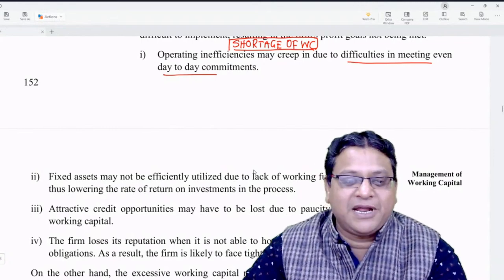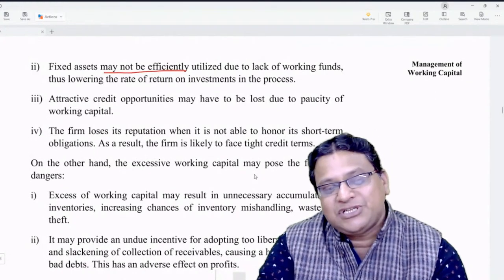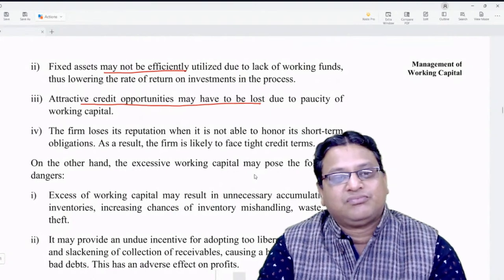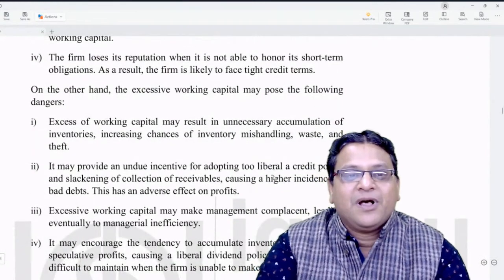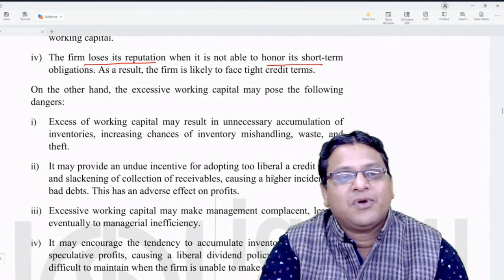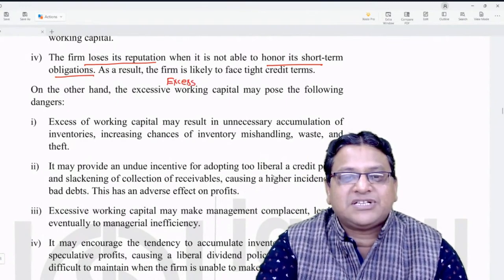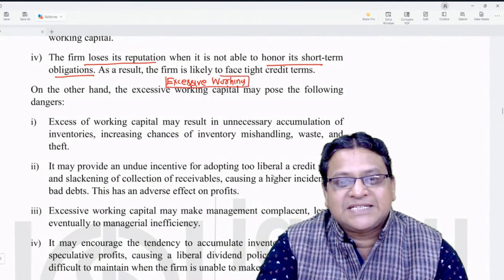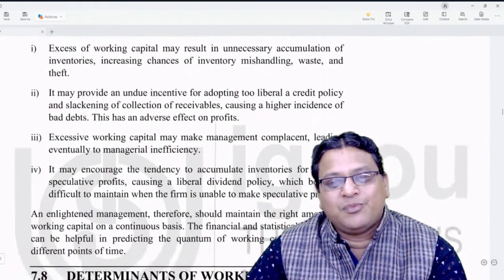If you have shortage of working capital, your fixed assets may not be efficiently utilized. You will not get attractive credit opportunities; you will lose them. And in the market, your name and fame will be at stake. You cannot honor your short-term obligations. Similarly, excessive working capital is also a problem. What are the problems of excessive working capital? Excessive working capital results in unnecessary accumulation of inventory.